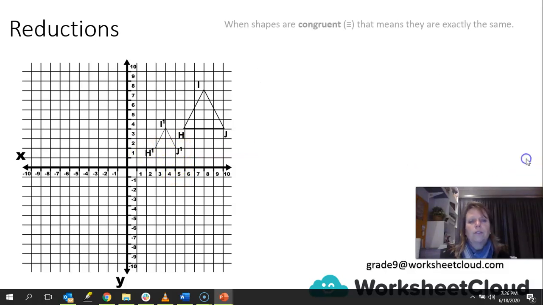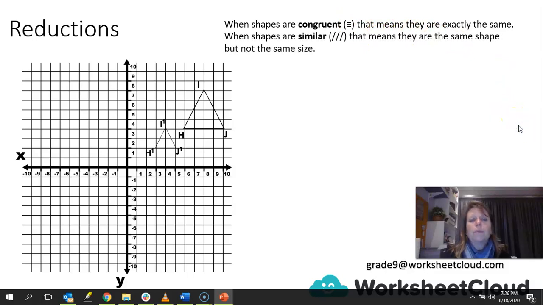Right, okay, so when shapes are congruent, that is the sign, remember, for congruency, that means that they are exactly the same. But when shapes are similar, that's the sign for similarity. That means they are the same shape, but not the same size. Right, so let's prove whether these 2 triangles are congruent or similar.